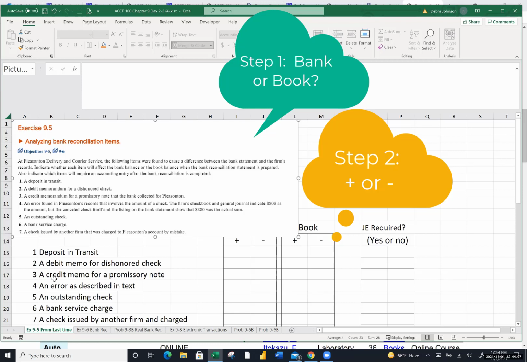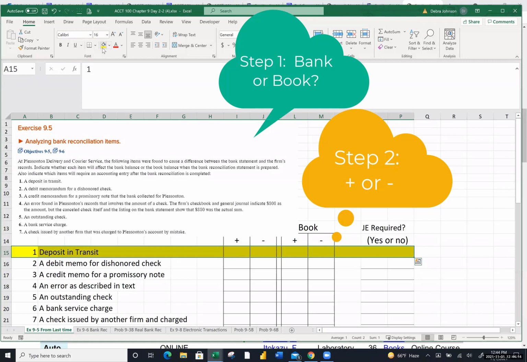So let me give you an example of how this first one here, let me highlight it so you can see it, how this first one would be worded. Okay, so on multiple choice, this is what you would expect. It would say a deposit in transit is A, added to the bank side, B, deducted from the bank side, C, added to the book side, or D, deducted from the book side. So here's how I would tell you to approach it.